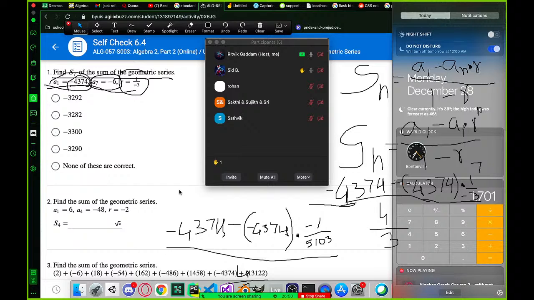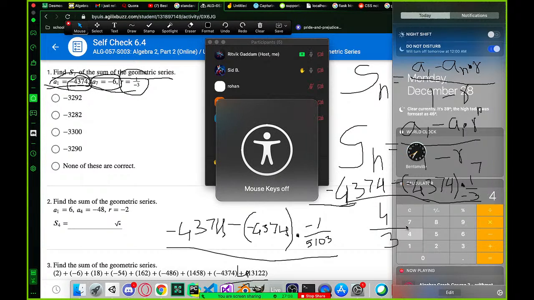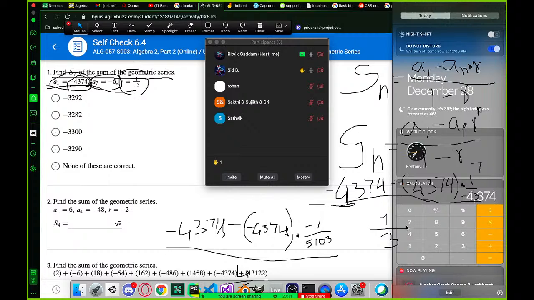Okay, so here's a shortcut. You can divide 5103 by 3 to get 1701. I'm pretty sure you can divide 4374 by whatever we got earlier, 1701, to get a value. And then you can divide it by 4 again, and then you get some weird number, and then you subtract that from that. Maybe I did something wrong. I'll do it again.